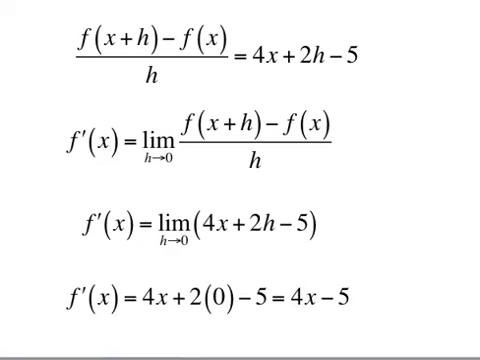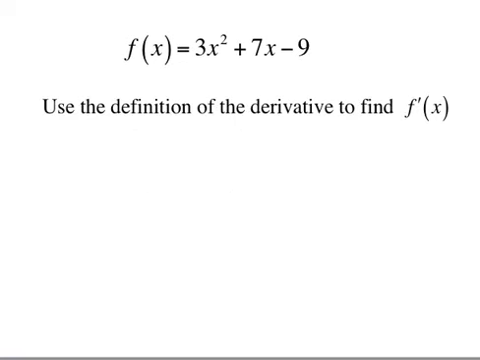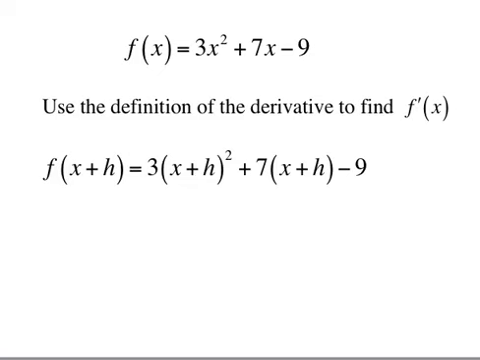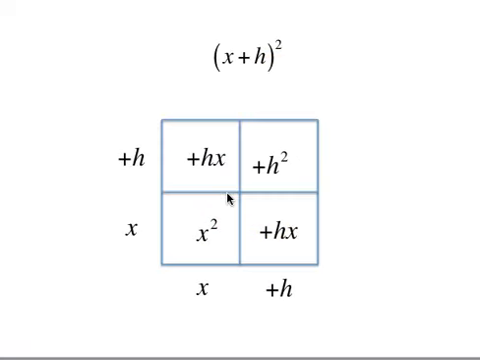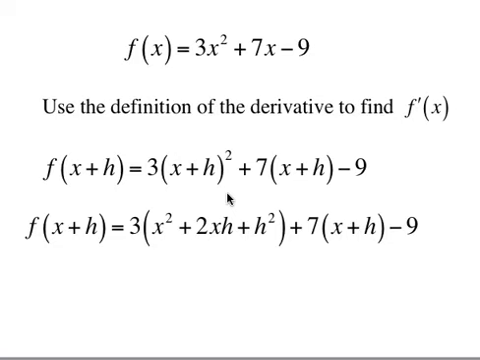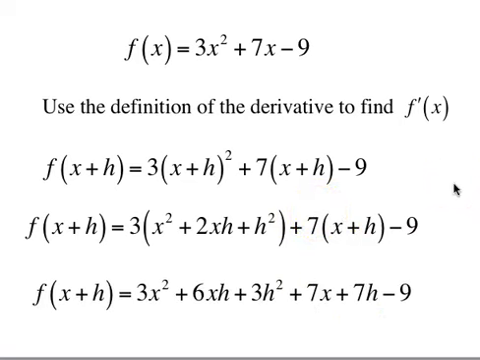And let's take a look at another example. Same idea. We have f of x is 3x squared plus 7x minus 9. We want to use the definition of the derivative to find f prime of x. f of x plus h, plug x plus h in for every x. 3 times (x + h) squared plus 7 times (x + h) minus 9. I've got to do (x + h) squared again, but I did that in the previous section, remember. (x + h) squared was x squared plus 2xh plus h squared. Distributing this, 3x squared plus 6xh plus 3h squared. Distributing this, plus 7x plus 7h minus 9.